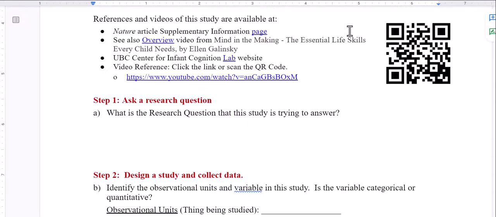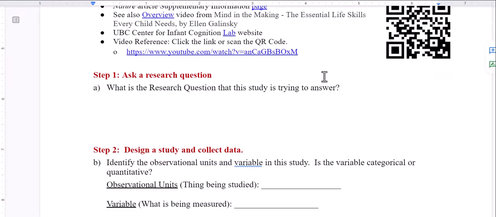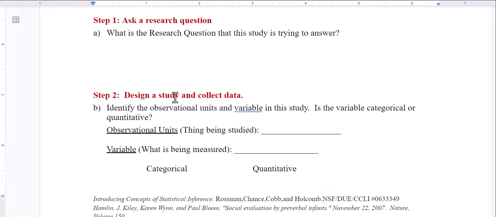But we're going to go through the 6 steps of a research study. So step 1, so there are 6, right? Step 1, ask a research question. Step 2, design a study and collect data. I'm going to go through them really fast right now, but then we'll come back and work through them for this particular study.